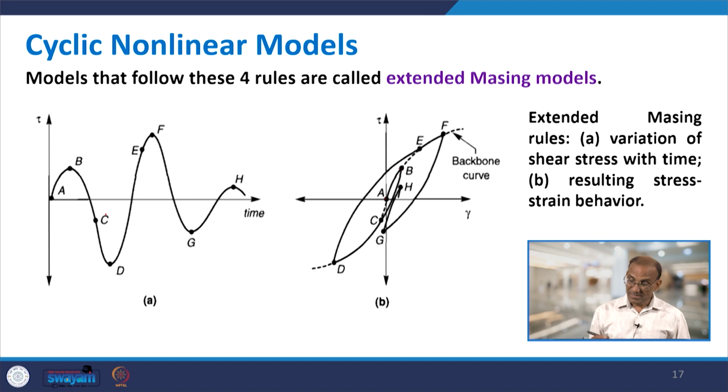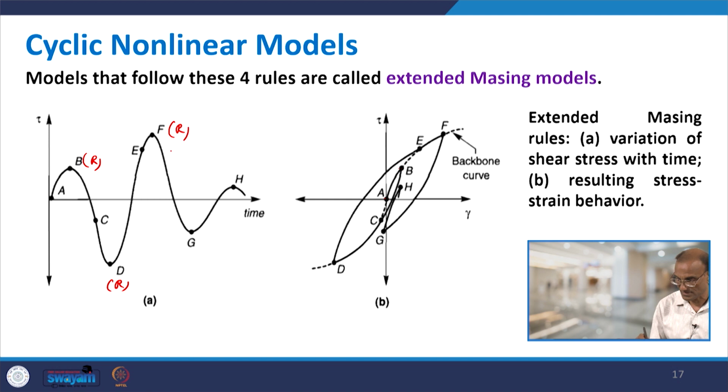At point C it will follow the original backbone curve, that is A to B, and it will continue up to point D. Point D corresponds to again a stress reversal. You see in the stress time history, after point D it is going up. So, I can mark the stress reversals with R: B, D, F are stress reversal points. At point D it will again need to change its path, governed by rule number 2, and this gives another backbone curve, which is EF.